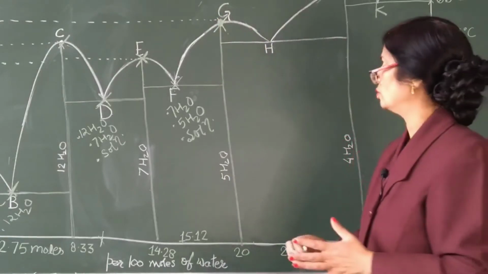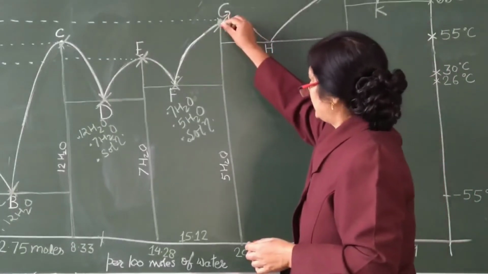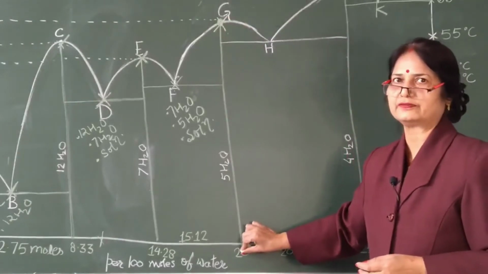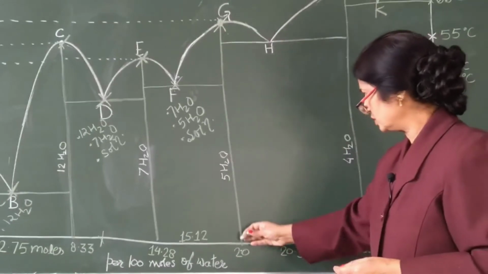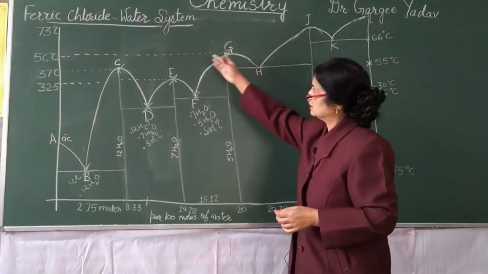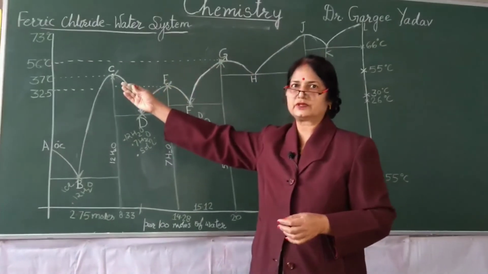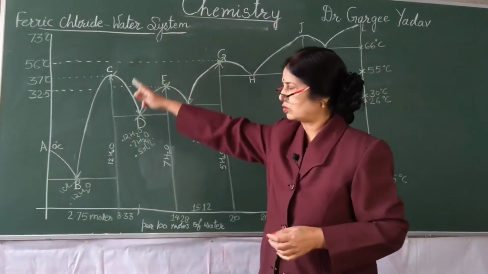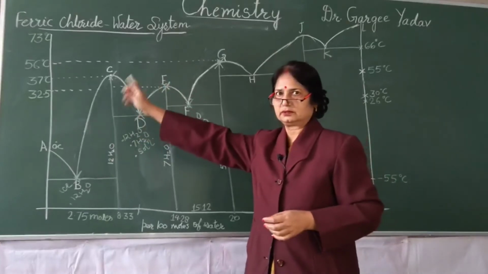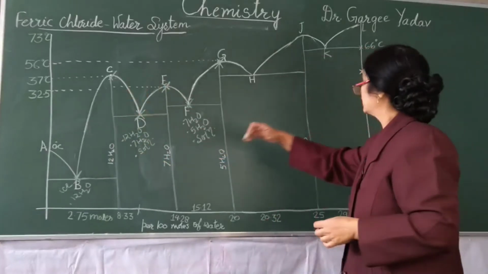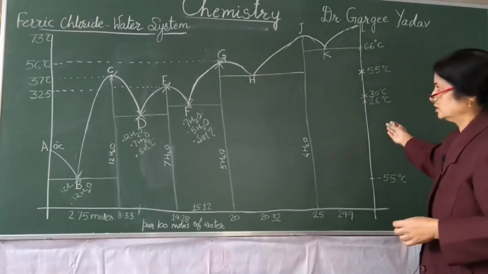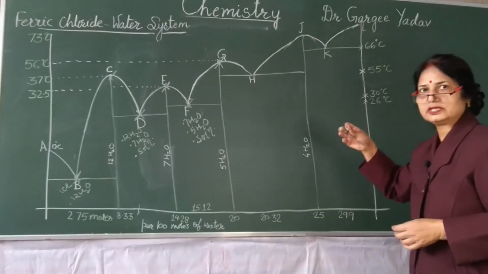is 0. Now comes the composition. You can see it's 20 mole percent, which means 1:5 of water, and the temperature corresponding to it is 56 degrees centigrade. I have mentioned the congruent melting points over that portion of the graph, and all the eutectic points at this portion of the graph, just for easy understanding.